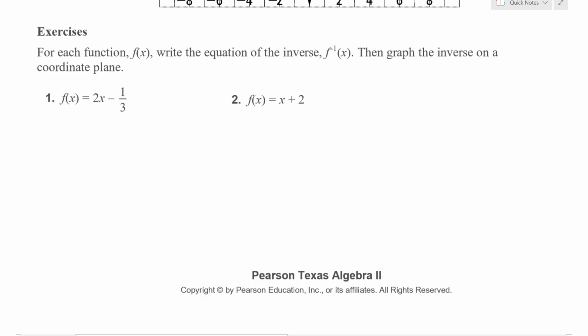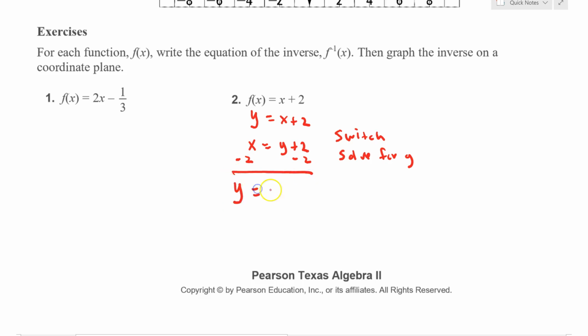For these examples that I'm going to give you, I'm going to go slow so you can understand how to find the inverse of a function. So instead of having f of x, you're going to write y equals x plus 2. Next, you're going to switch the x and the y, so you have x equals y plus 2. Then you're going to solve for y, subtracting 2. So now you have y equals x minus 2, and this is the inverse. You want to use proper notation.